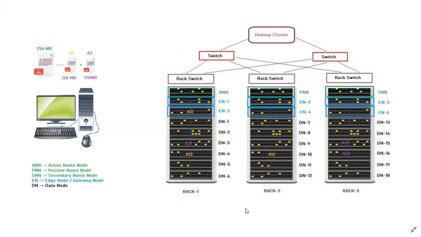See here, if you take any data node, only one block got stored, but no two replicas are stored in the same data node. The first point is that all three replicas won't be stored in a single rack. The second point is that not more than one replica will be stored in a single data node. This is the second point that you have to understand.